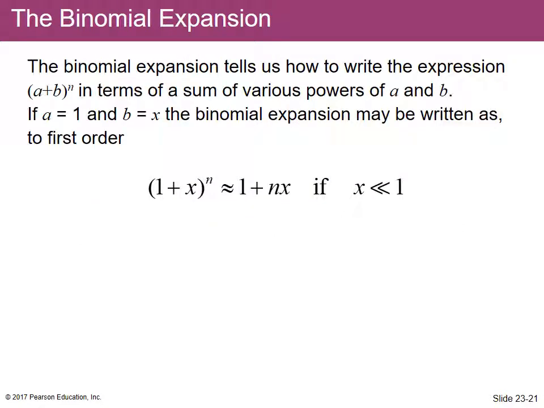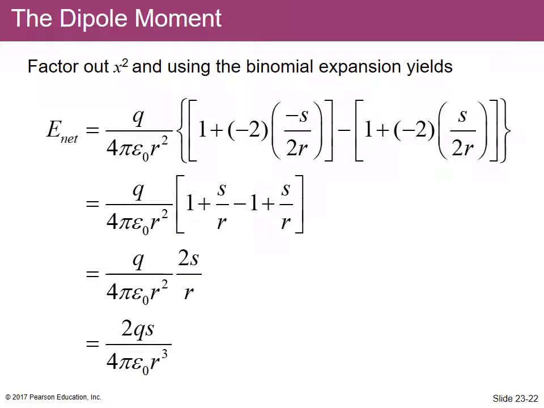The binomial expansion tells us how to write the sum of two numbers raised to a power in terms of the sum of various powers of a plus b. If a is 1 and b is x, the binomial expansion may be written as 1 plus n times x to the first order. Factoring out x squared and using the binomial expansion yields 2qs divided by 4 pi epsilon naught x cubed.